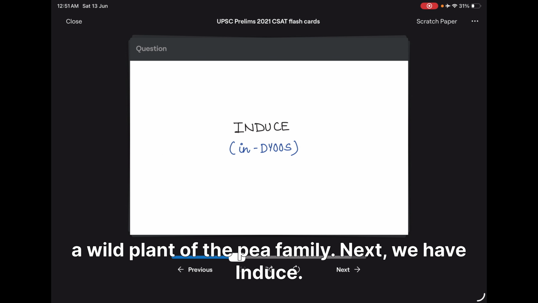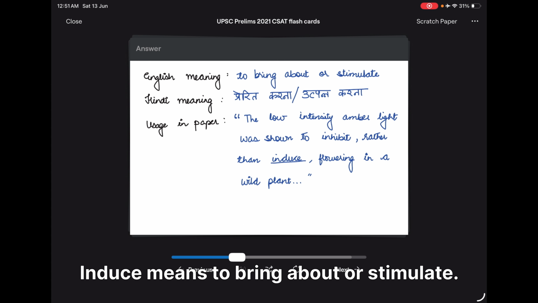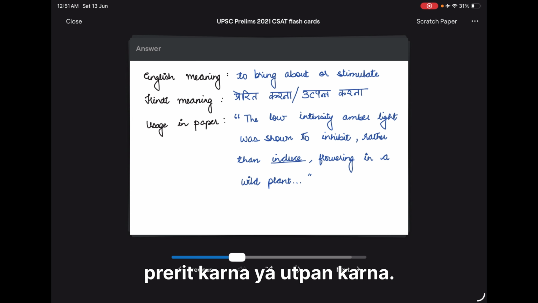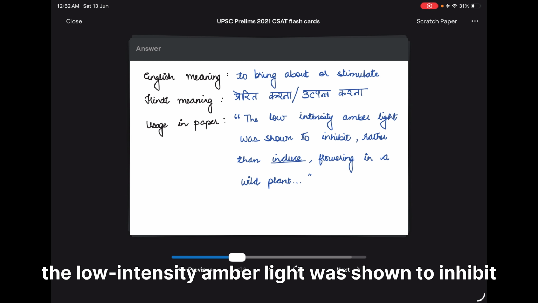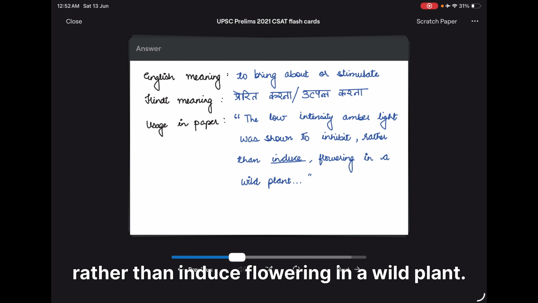Next, we have induce. Induce means to bring about or stimulate. हिंदी में इसका अर्थ है प्रेरित करना या उत्पन्न करना. In the paper, it was used as the low intensity amber light was shown to inhibit rather than induce flowering in a wild plant.